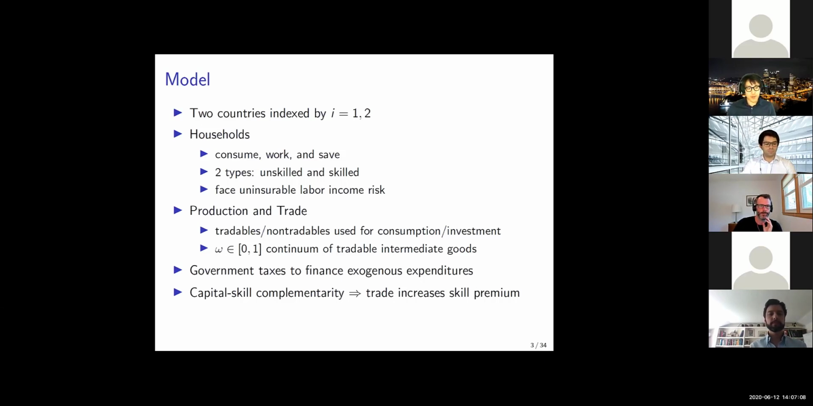On the production side, there's going to be a tradable and a non-tradable sector. These goods are used for both consumption and for investment. And then there will be a continuum of tradable intermediate goods. There's going to be a government that taxes to finance some exogenous expenditures. And we'll also have capital-skill complementarity, and this is going to lead to the fact that trade increases the skill premium. When there's expanded trade, tradable goods become cheaper, and investment goods also become cheaper, so that leads to capital deepening. And when capital is more complementary with skilled labor than with unskilled labor, you get this increase in the skill premium, not unlike the mechanism in Fernando Parro's model as well.